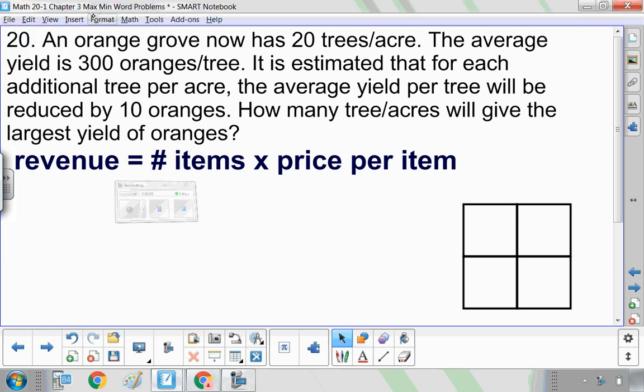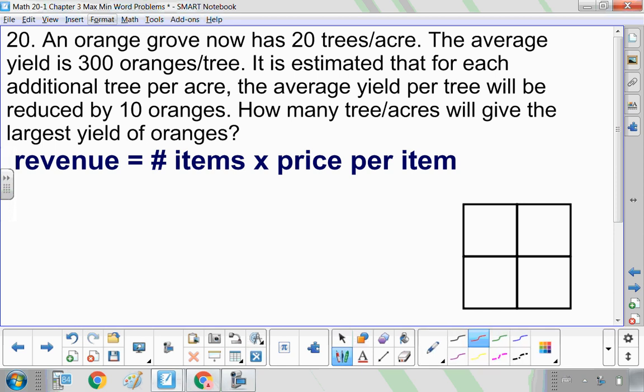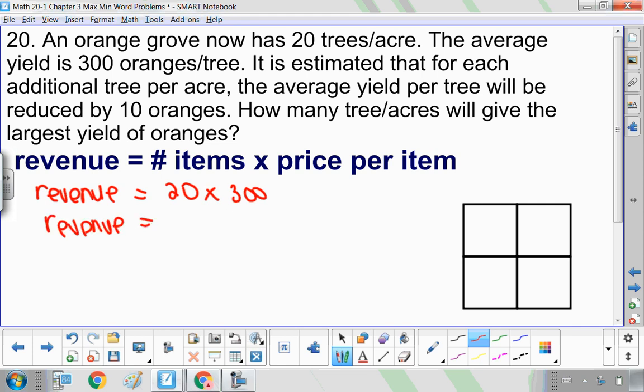Okay, our last question is also a revenue question, but we're talking about oranges instead of money, but the principle is still the same. An orange grove now has 20 trees per acre, and the average yield is 300 oranges per tree. So the revenue is the oranges, like the maximum amount of oranges. So the number of items are the 20 trees. The price per item is just the 300 oranges per tree. So our revenue or our output is going to be 6,000 oranges.